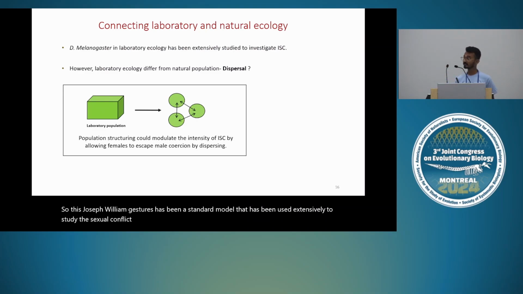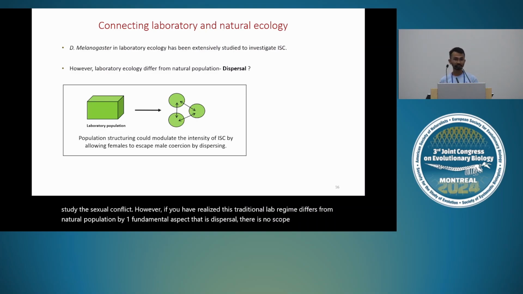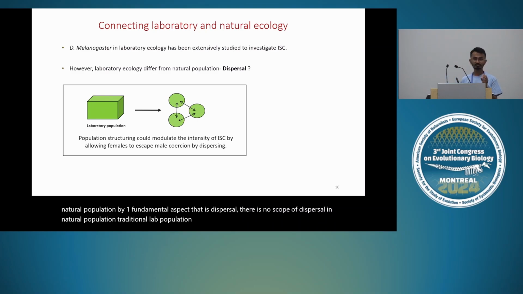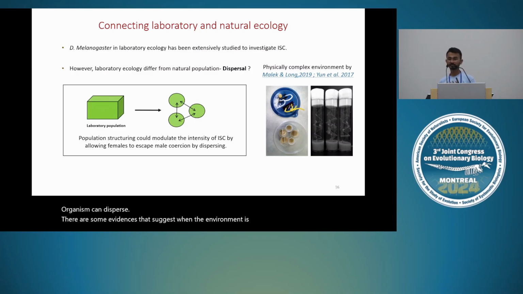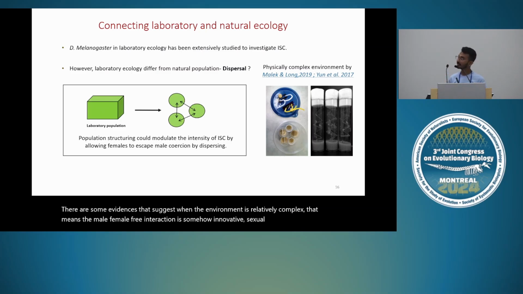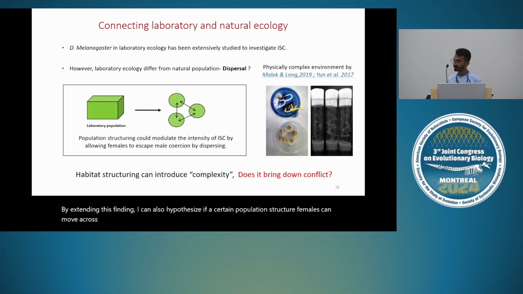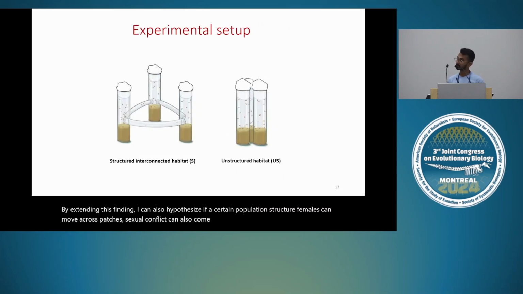However, if you have realized, this traditional lab regime differs from natural population by one fundamental aspect, that is dispersal. There is no scope of dispersal in natural population, traditional lab population, but in the special structured population, organisms can disperse. There are some evidences that suggest when the environment is relatively complex, that means the male-female free interaction is somehow inhibited, sexual conflict comes down. By extending this finding, I can also hypothesize if in a certain population structure, females can move across patches, sexual conflict can also come down. This is exactly what I tested.